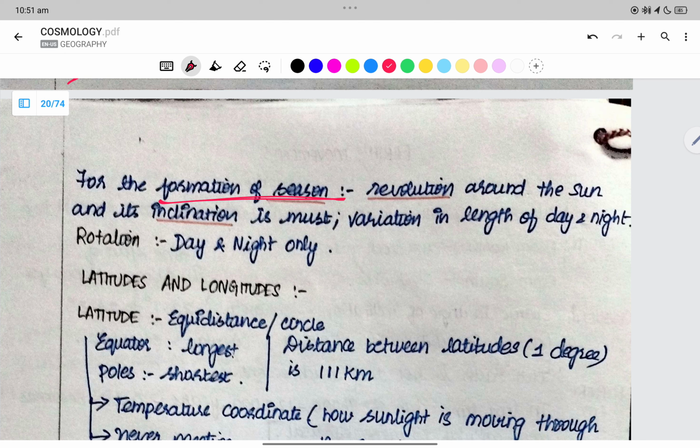The formation of the seasons depends on the revolution around the sun and its inclination. So what are the reasons for the formation of the seasons?